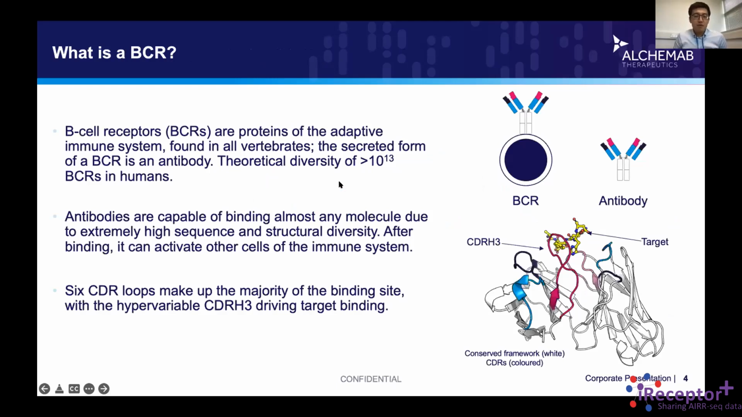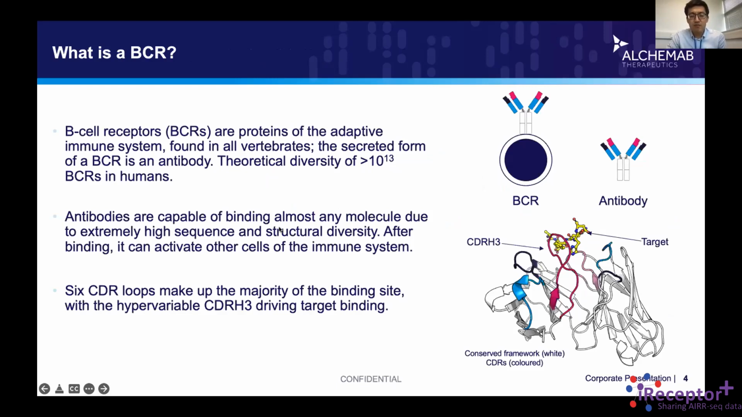I thought it might be worth clarifying what a B-cell receptor is, just to make sure everyone's on the same page. B-cell receptors, as the name suggests, are proteins on the surfaces of B cells, and they're found in pretty much all vertebrates. In its secreted form, a BCR is also called an antibody. For the rest of this presentation, I'm going to use the words B-cell receptor and antibody somewhat interchangeably.